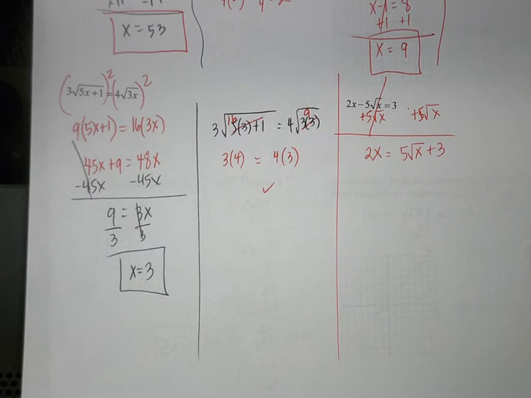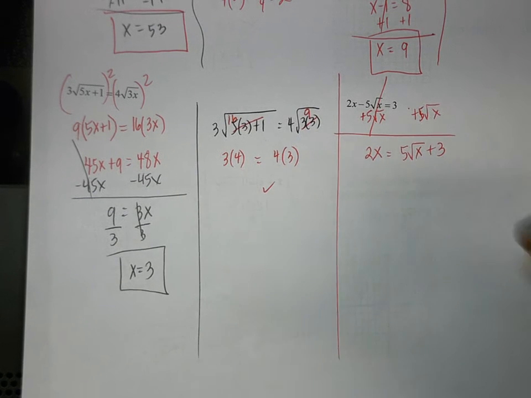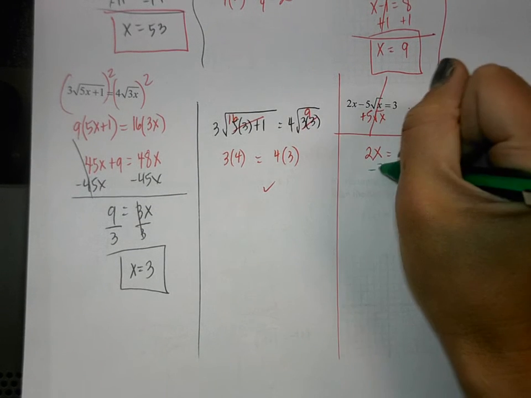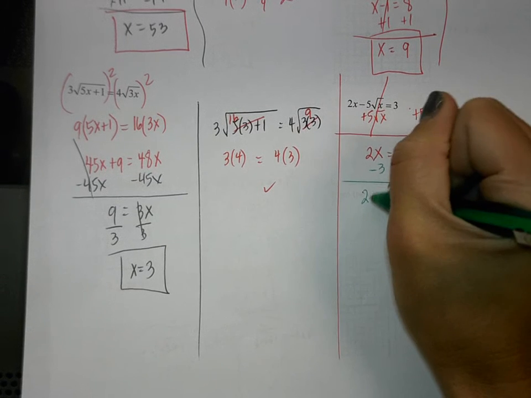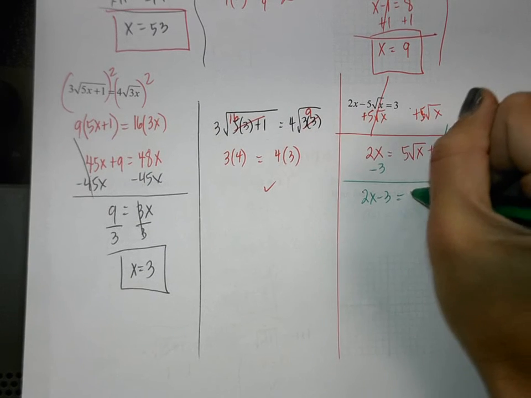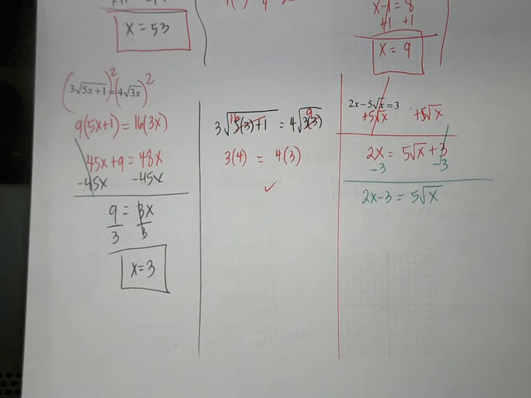And then I could subtract 3 from both sides. If you wanted to do it the other way, you could. You just end up with lots of negatives. So 2x minus 3 equals 5 root x. Okay, so what do I do now? Square both sides. Good.